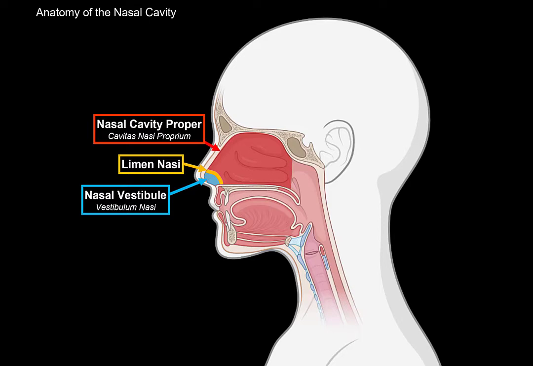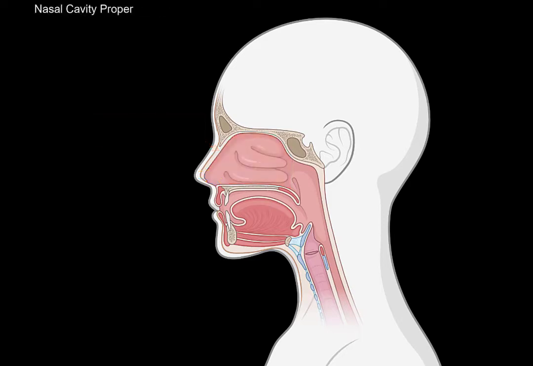Now again, the area just inside the nostrils, the nasal vestibule, is supported by the cartilage of the nose and lined by tissue that contains hair. So the hair you see in your nostrils are only found in the nasal vestibule. Then the rest of the nasal cavity, which is the nasal cavity proper, doesn't have any hair. It's lined by mucosa. So let's talk about the nasal cavity proper a little bit.